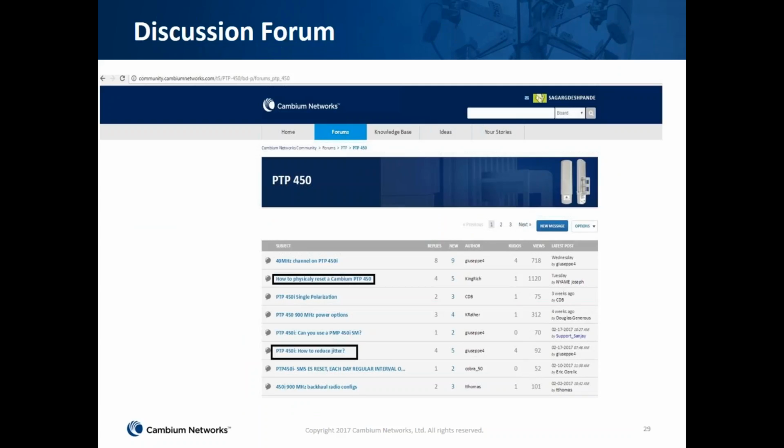So we have a community called cambium.communitynetworks.com, and this is really an important site because we cater to multiple areas. So the first one is going to be our discussion forum. All your queries and concerns are addressed here with respect to software upgrades and hardware questions.